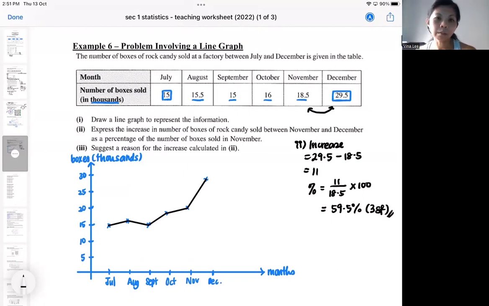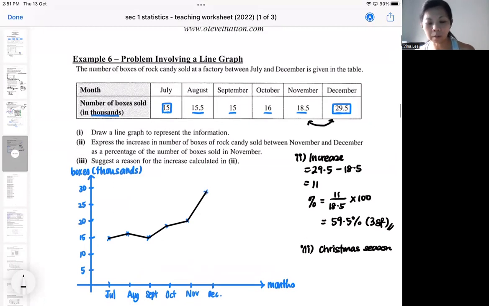And suggest a reason why there's an increase. You can think about any logical reason. In this case, it could be the Christmas season. So one of the possible reasons will be the Christmas season. There will be people who buy rock candy as gifts. So give something logical. So that is the first thing on doing a line graph. And then sometimes they ask for this kind of logic.